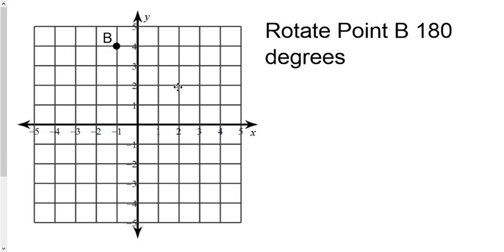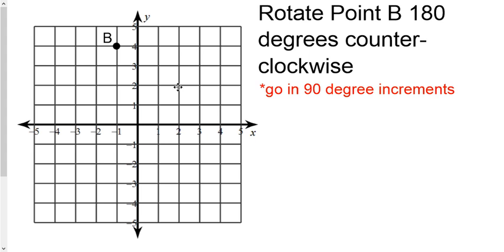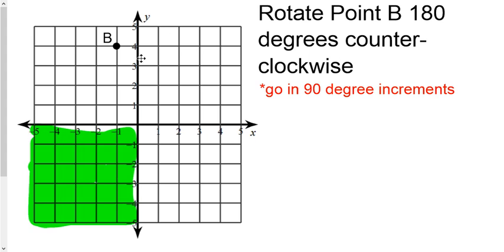So if I needed to rotate a point 180 degrees, the way I would do it is, make sure we go in 90-degree increments. We know about this. And another thing is a lot of times for 180 degrees, they won't tell you if it's clockwise or counterclockwise, because once you do two 90-degree movements, you wind up in the exact same spot. So you can go clockwise or counterclockwise. I know that if I go counterclockwise from B 90 degrees, it'll put me in this quadrant right here.